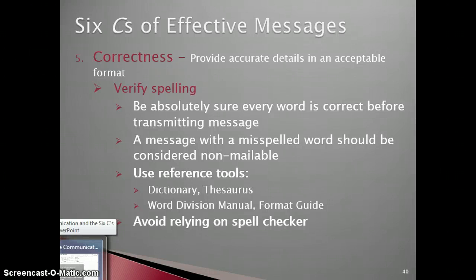The fifth C of effective messages is correctness, meaning the details of the message are accurate. You want to verify your spelling, making sure that every word is correct before you transmit the message. A message with a misspelled word is considered non-mailable.